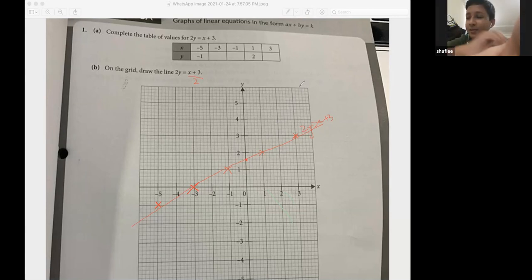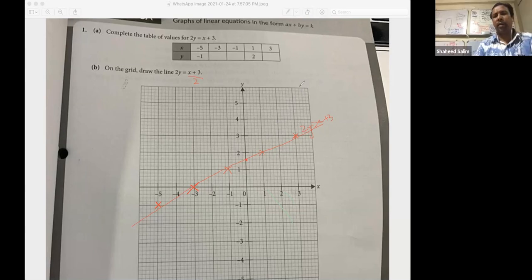Yes. I don't have graph paper. Okay, then you do any paper lah. Graph paper. Why I want graph paper? So that we can do it for real lah.